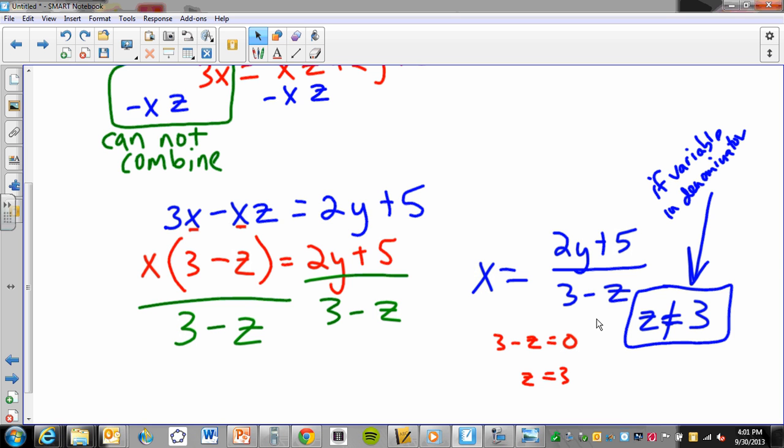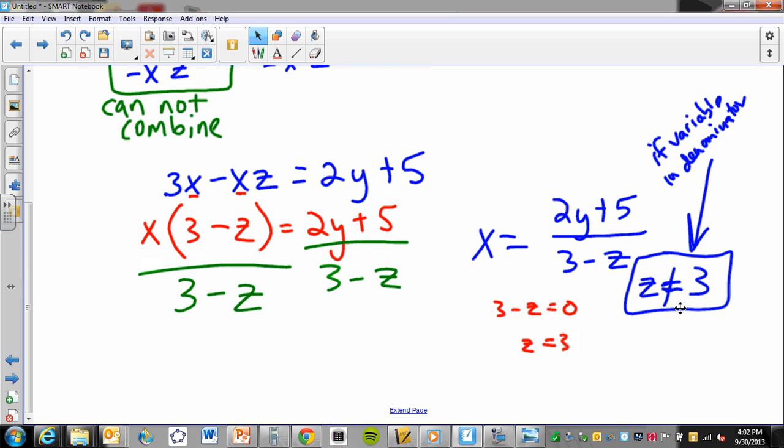Now remember, our denominator cannot be 0. So if 3 minus z equals 0, z equals 3 for it to be 0. So we need to put that z cannot equal 3. Otherwise, it will give us an error when we try and plug in numbers to our calculator. This is very, very important if you have a denominator that has a variable. You have to put what the variable cannot equal to where that denominator does not equal 0.